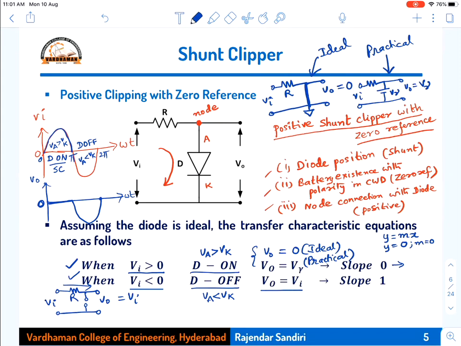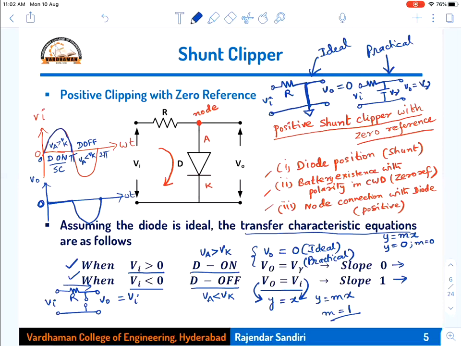V naught is equal to Vi means what? V naught is Y, Vi is X. So the equation is Y is equal to X. But if you compare that with Y is equal to mx, what is m here? m is equal to 1. That's why the slope is written as 1. This is the transfer characteristic equation, the equation which gives the relationship between output voltage and input voltage. So here output voltage is equal to input voltage if the diode is off, and the slope of that particular characteristic will be 1.